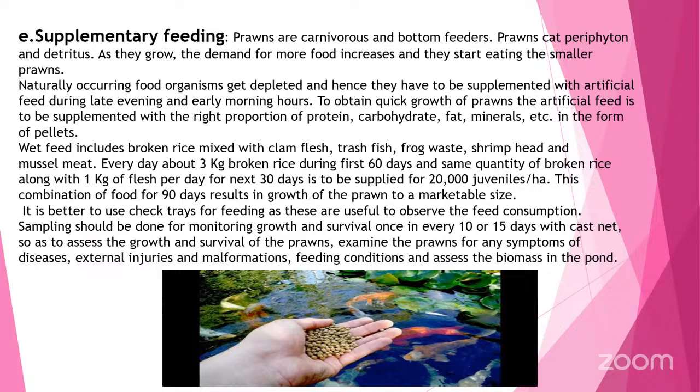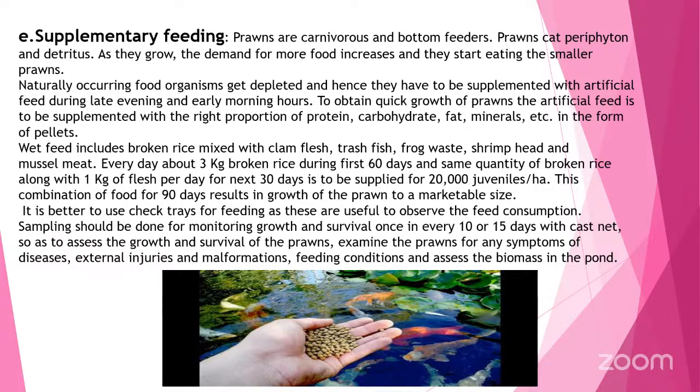Every day about 3 kgs broken rice during the first 60 days and the same quantity of broken rice along with 1 kg of flesh per day for the next 30 days is to be supplied for 20,000 juveniles per hectare. This combination of food for 90 days results in the growth of prawns to a marketable size. It is better to use check trays for feeding as these are useful to observe the feed consumption.